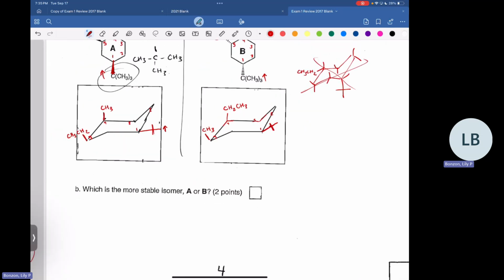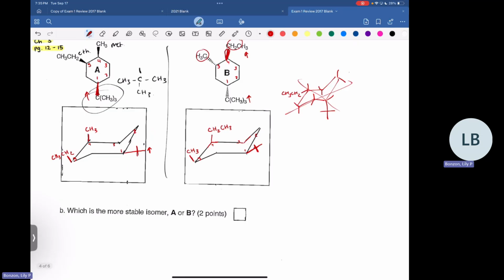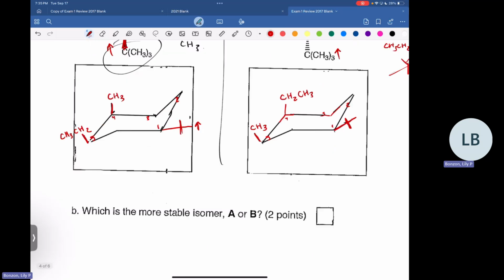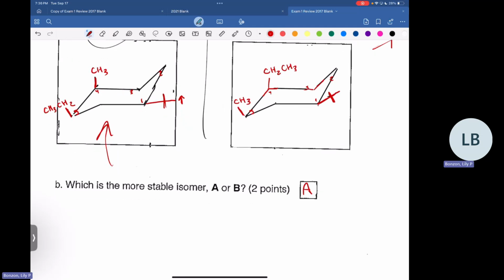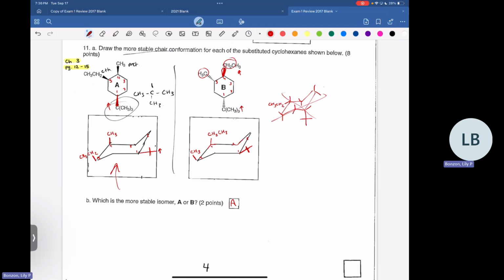So now we have to compare the two structures that we drew and figure out which one's going to be more stable. That's just going to be the one that has the biggest groups in the equatorial position. Between the two, we either have the methyl or the ethyl axial. We want the ethyl to be equatorial, so we're going to go with A, because the ethyl, which is bigger than the methyl, is in the equatorial position, and the methyl, which is smaller, is in the axial position. So again, it's not perfect. Ideally, you'd want to put the methyl in an equatorial position too, but sometimes that's just the way it is, and you can't always control for it.